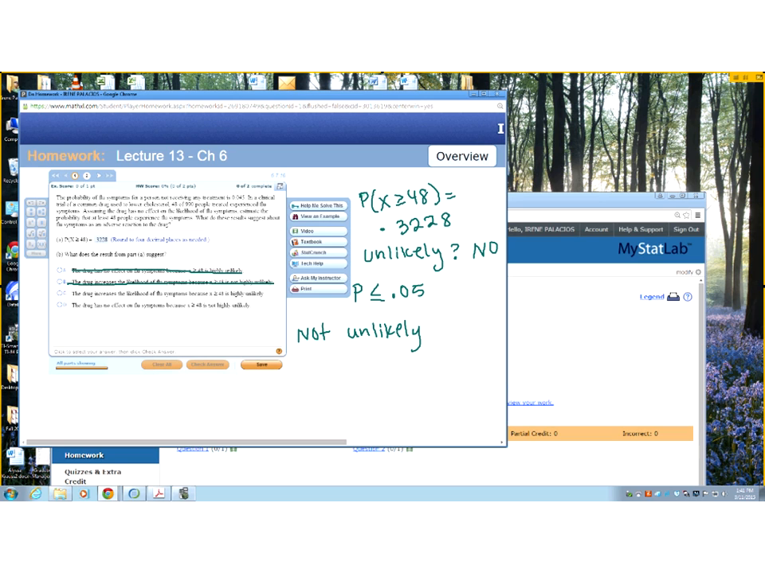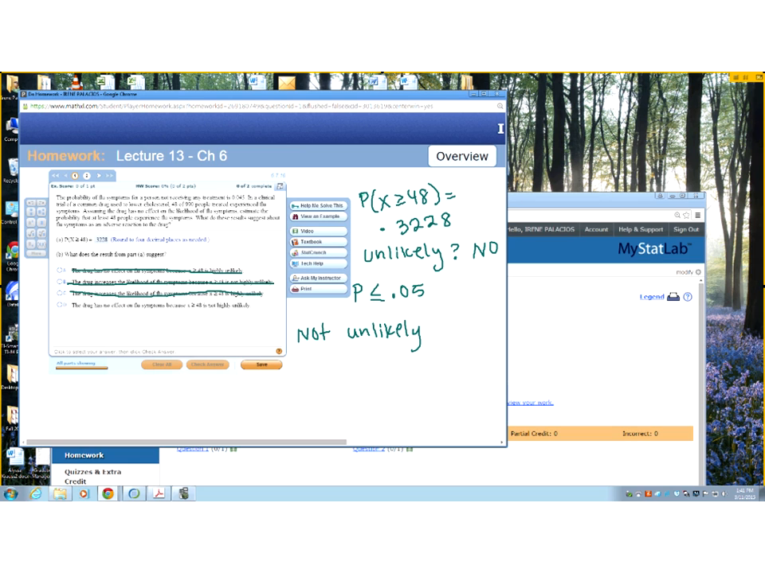Let's say we crossed out part B. And the next one says the drug increases the likelihood of flu symptoms because of X, and we just said that's not unlikely. So this is highly unlikely, it's not highly unlikely. So you want to make sure you cross out everything that says it's highly unlikely. And both A and C said highly unlikely.